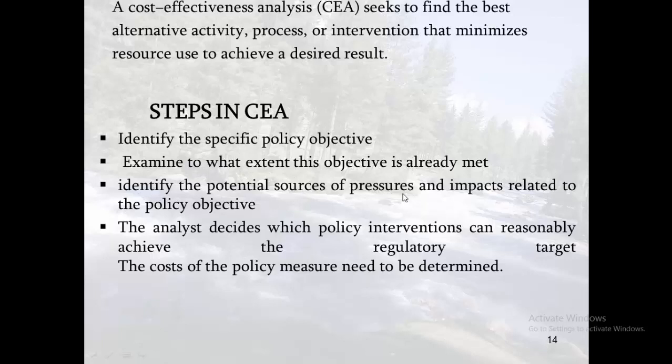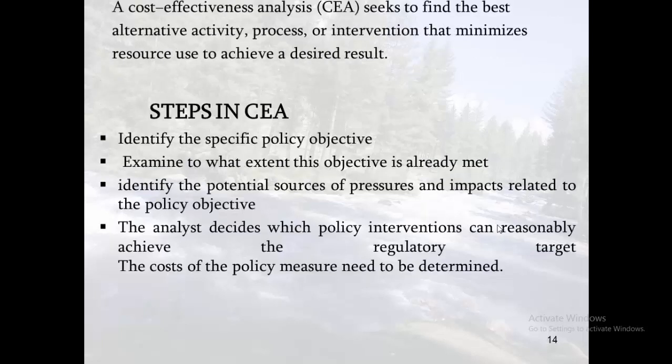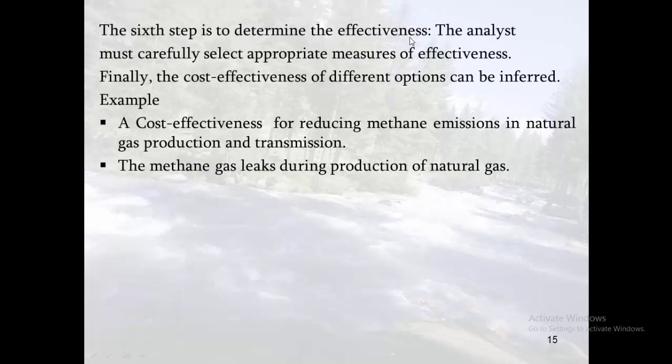Identify the potential sources of pressures and impacts related to the policy objective, and then the analyst decides which policy interventions can reasonably achieve the regulatory target, and the cost of policy measures needs to be determined. These are the 5 steps, and the 6th step is to determine the effectiveness. The analyst, who is the policymaker, must carefully select appropriate measures of effectiveness. And finally, the cost effectiveness of different options can be inferred.